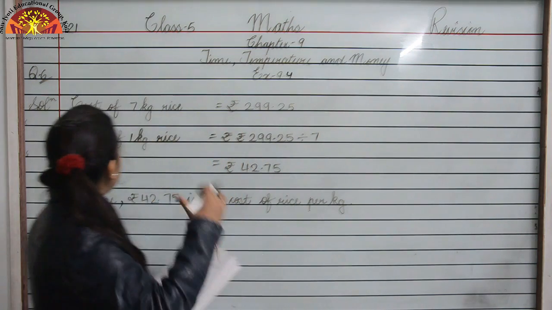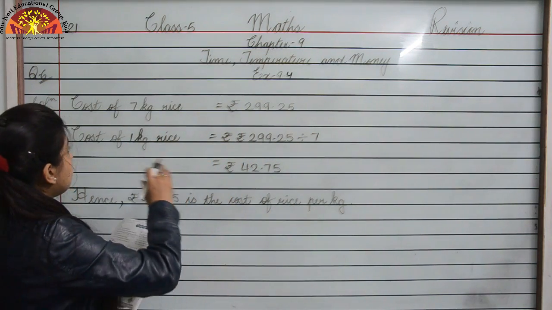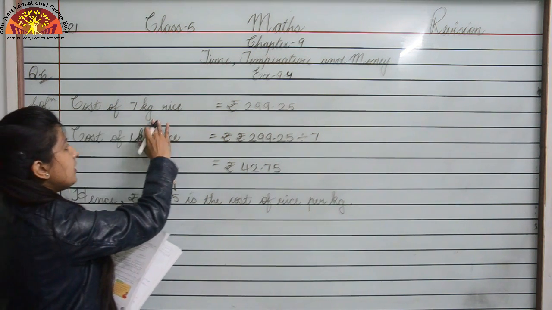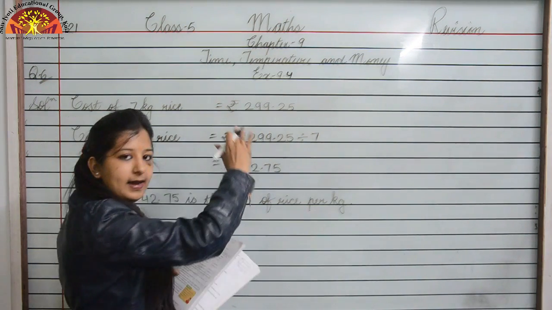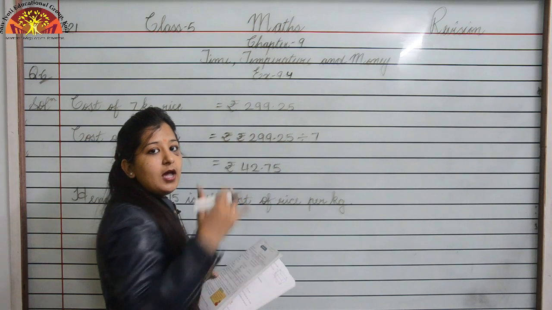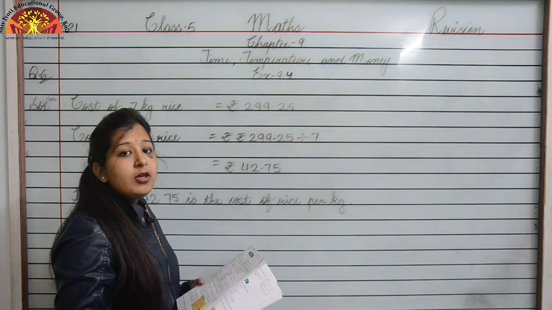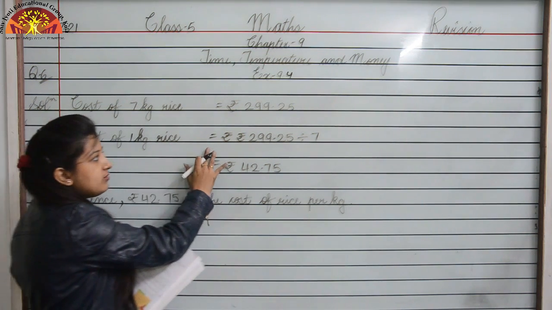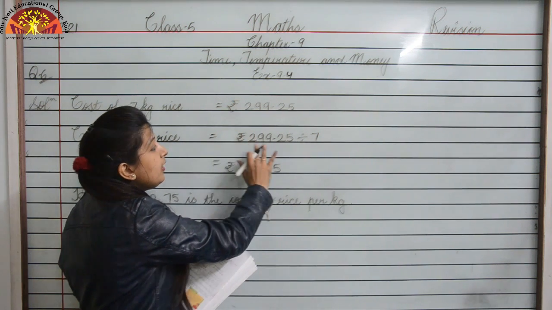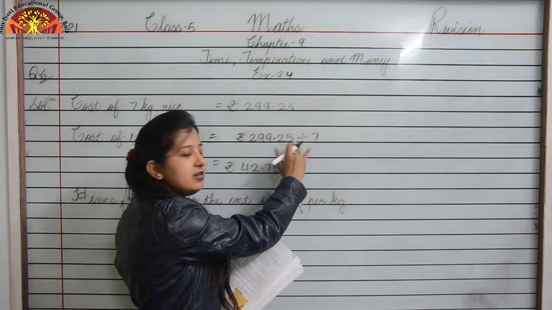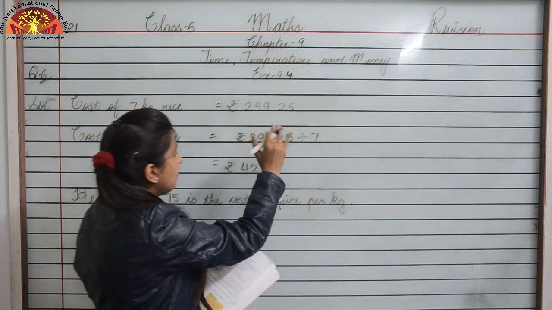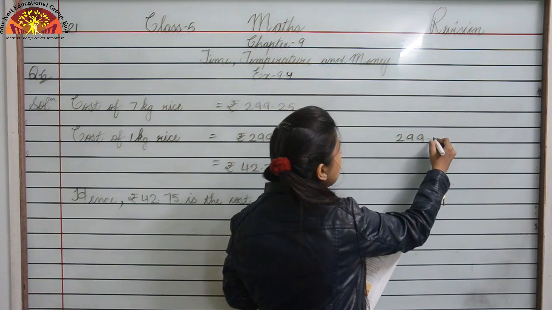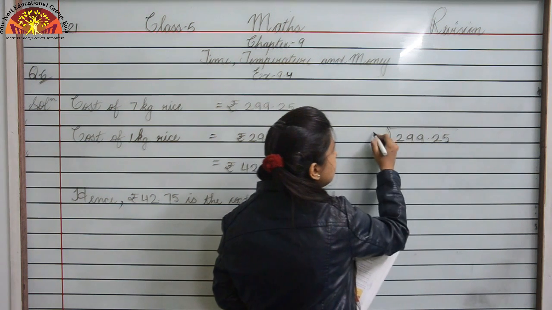So here is the solution. First of all, we will write the given quantities which are given in the book. So we will write cost of 7 kilogram rice equals 299 rupees 25 paisa. Now students, you have to find the cost of 1 kilogram rice. So we will write cost of 1 kilogram rice equals 299 rupees 25 paisa divided by 7. Now here we will divide 299 rupees 25 paisa by 7.